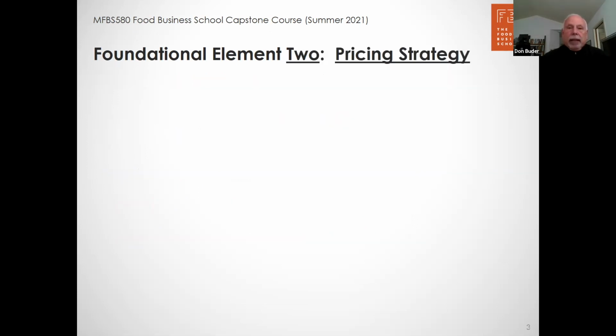So the second foundational element of this undertaking is pricing strategy. How do we price our products? We have to start by knowing what our costs are. And we can't be selling our product at less than it costs for us to make it and get it on the shelf or on an e-commerce platform.